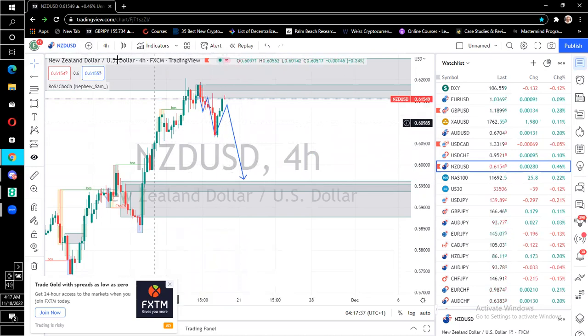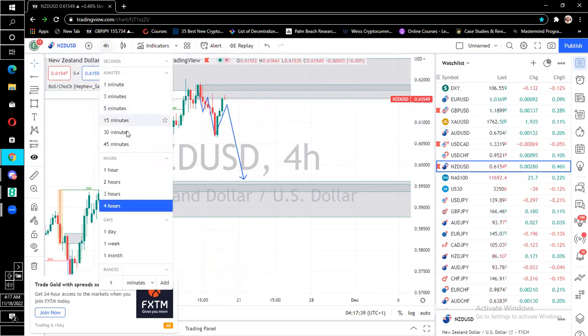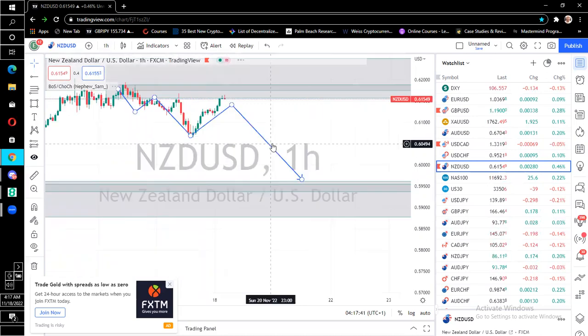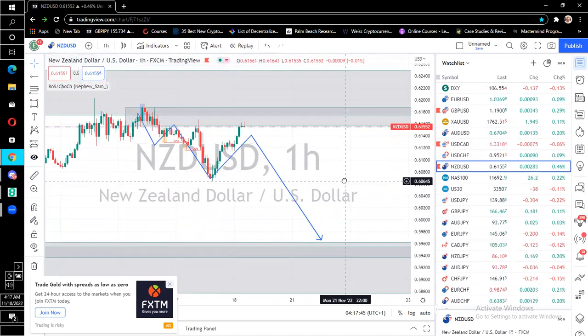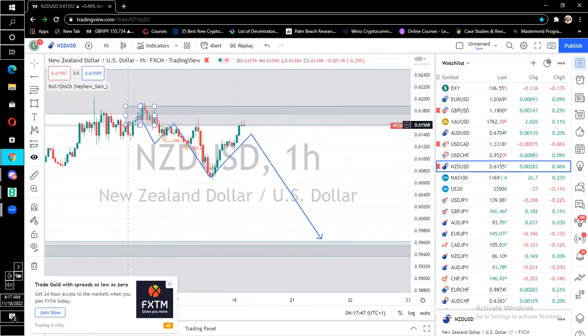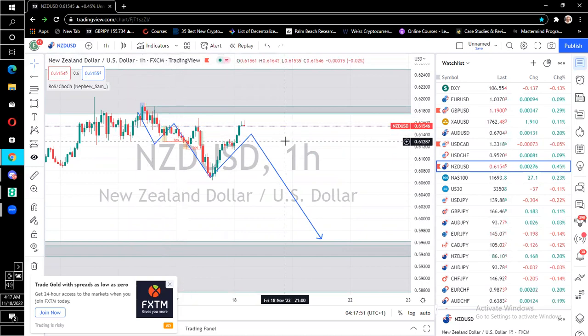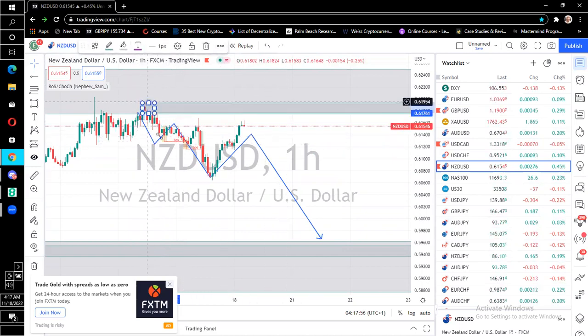So let's go to a lower time frame, like 1 hour, and see what we're looking at. In 1 hour, this is what we'll have, and we can refine this particular OB in 1 hour. If you look closely, what you will see is that there is a block.